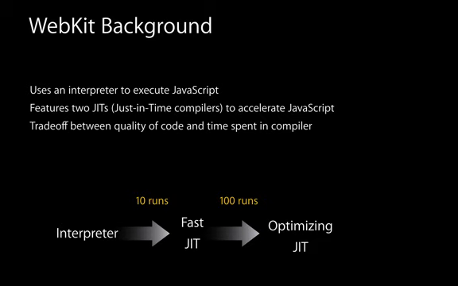And when WebKit sees that you execute the function many times, then it says, all right, let's also take the time and optimize this function real quick so that it will run a little bit faster. So we have the interpreter, we have the fast JIT, and we have the optimizing JIT. And there are trade-offs between compile time and the quality of the code. And this works really great.